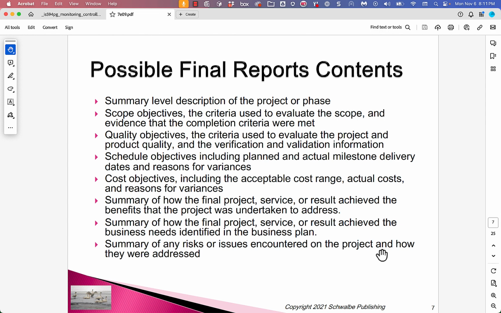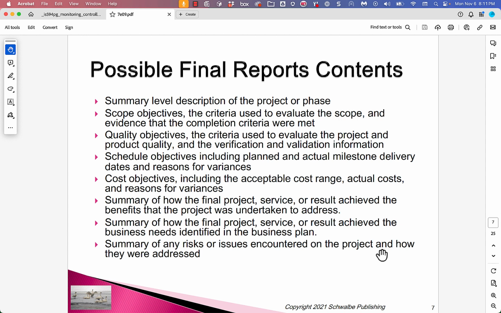A final report. Okay, so we could write a final report. It's a good idea. What could be in it? A summary level description of the project or phase, scope objectives, quality objectives, and how we did against them. Schedule objectives, how we did against that. Cost objectives, how we did against that. Summary of how the final project, service, or result achieved the benefits.